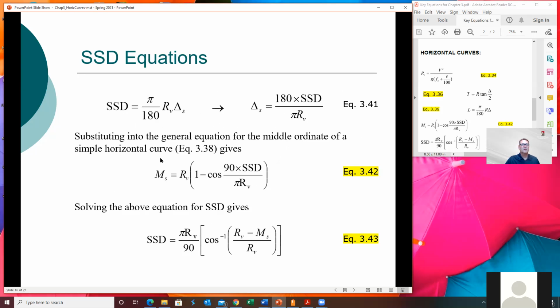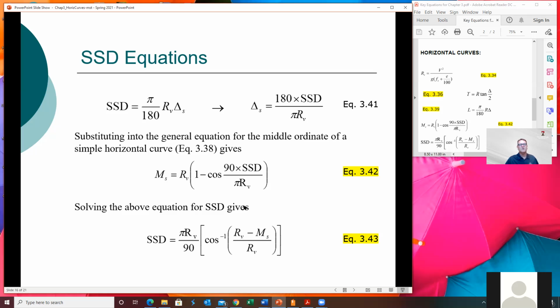But then if you substitute that into the middle ordinate of a simple horizontal curve, equation 3.38, you get this equation here, which is a variation of the one that I pointed out before, which is equation 3.42. I've highlighted it because this is the equation that we'll use to calculate that minimum distance you need from an obstruction in order to achieve a certain sight distance. It's related to the R sub V, and to the stopping sight distance that you need in order to be able to calculate it.